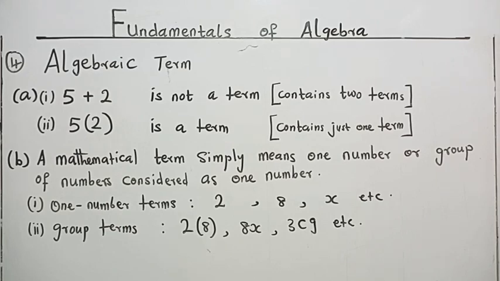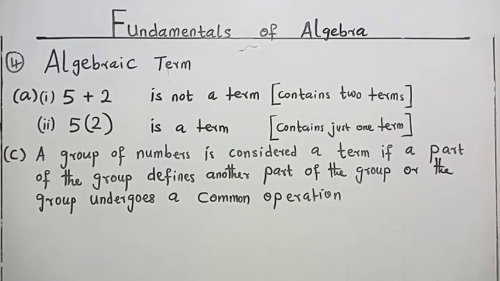Let me state the answer. Please follow through. And here it comes. We say a group of numbers is considered a term if a part of the group defines another part of the group, or the group undergoes a common operation.